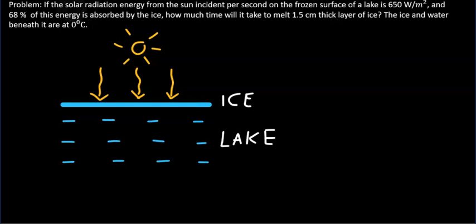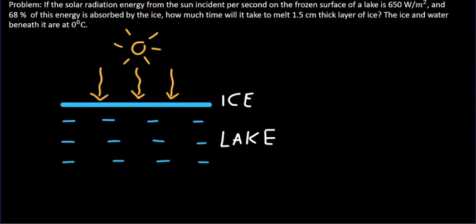If the solar radiation energy from the sun incident per second on the frozen surface of a lake is 650 watts per meter squared, and 68% of this energy is absorbed by this ice, how much time will it take to melt a 1.5 centimeters thick layer of ice? The ice and water beneath it are at 0 degrees Celsius.